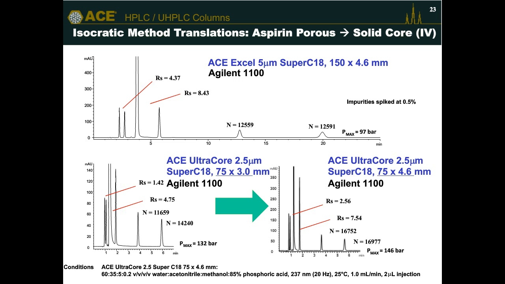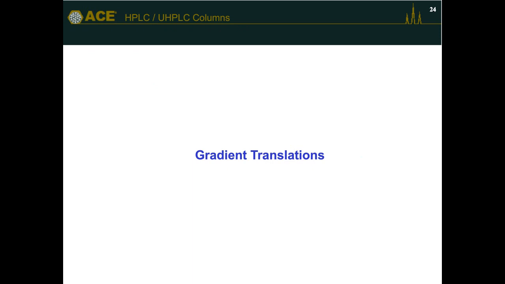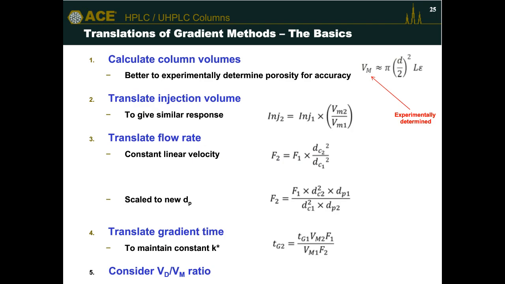Okay, so the second part of this talk is on gradients. And everything that we've been through is still relevant for a gradient method. So we still need to know the column volume, we still need to scale the injection volume, and we need to scale the flow rate.